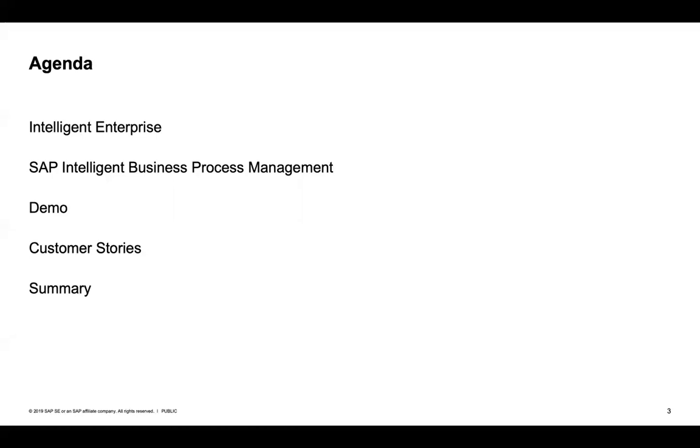But first and foremost, I would like to talk a little bit about the Intelligent Enterprise, also how SAP Cloud Platform and in particular SAP Intelligent Business Process Management within Cloud Platform is relating to that. Then I also have a demo for you where I would like to show you how the different services which we have, which are covered under the solution Intelligent Business Process Management, are actually working together and providing you value. I have some customer examples with me, and then also some outlook on what's coming next and a short summary with the main items you should take from this call today.